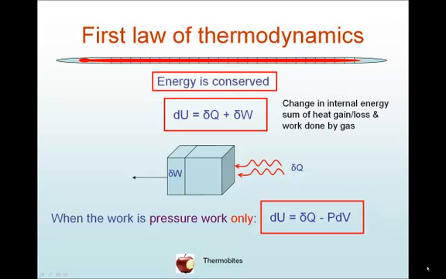Consider the system shown. A certain amount of heat can be added or subtracted, δQ, and work can be done by the system in expansion or contraction. When the work is pressure work only, we can therefore write this equation. The first law is dU equals δQ minus P dV. Remember, dU is the change in internal energy.